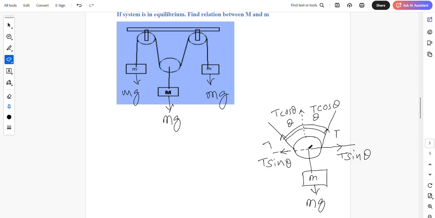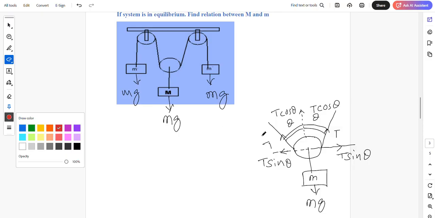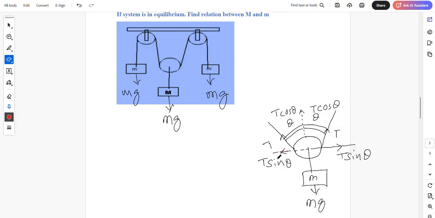We are resolving these two forces. That is T cos theta, T sin theta, T sin theta, T cos theta. This gets cancelled. Now T cos theta will be how much? 2T cos theta. Now we are not using Lami's theorem here. We are using force balance technique, because the magnitude of the two forces is same and none of them are perpendicular.